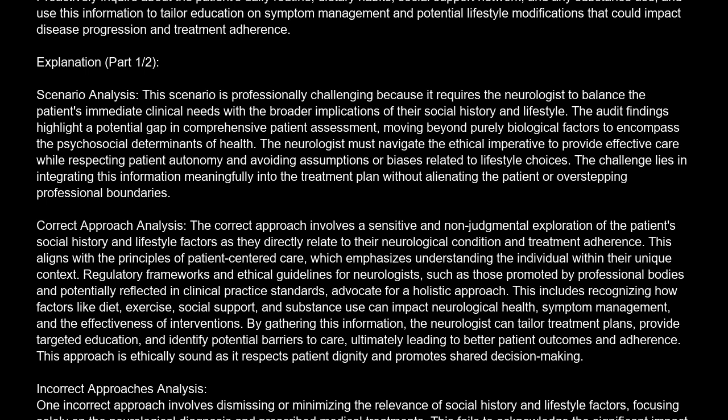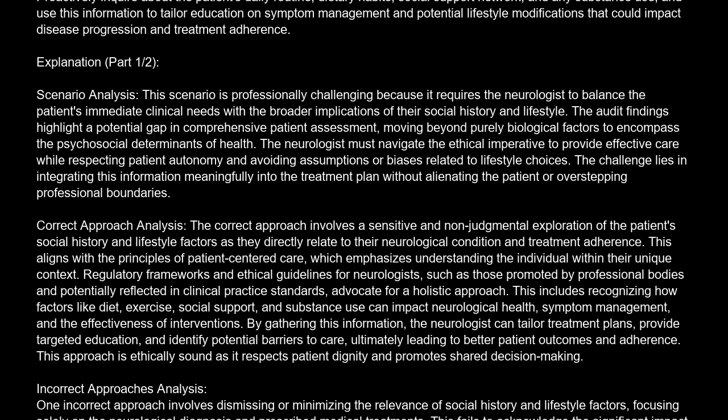Correct approach analysis. The correct approach involves a sensitive and non-judgmental exploration of the patient's social history and lifestyle factors as they directly relate to their neurological condition and treatment adherence. This aligns with the principles of patient-centered care, which emphasizes understanding the individual within their unique context. Regulatory frameworks and ethical guidelines for neurologists, such as those promoted by professional bodies and potentially reflected in clinical practice standards, advocate for a holistic approach.